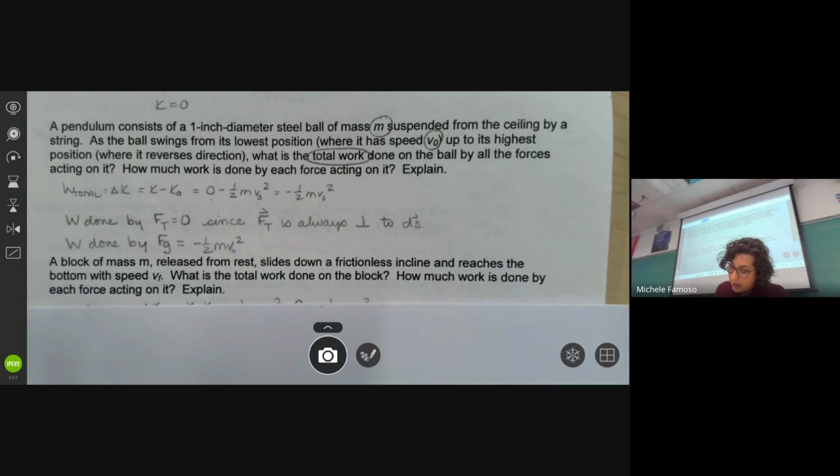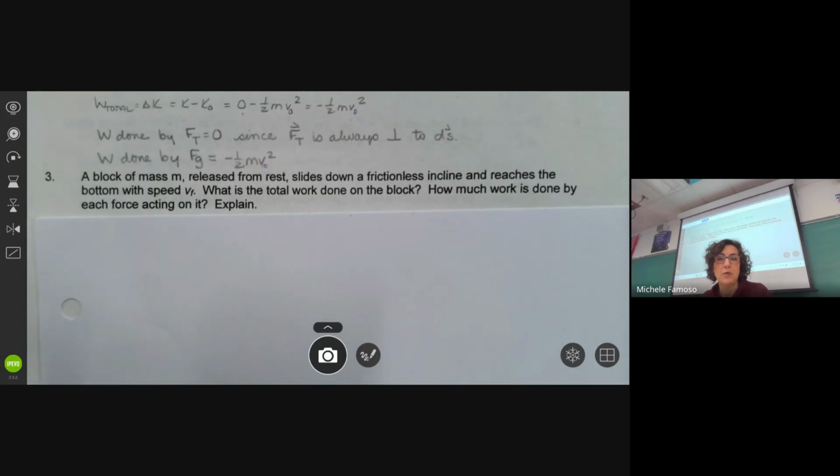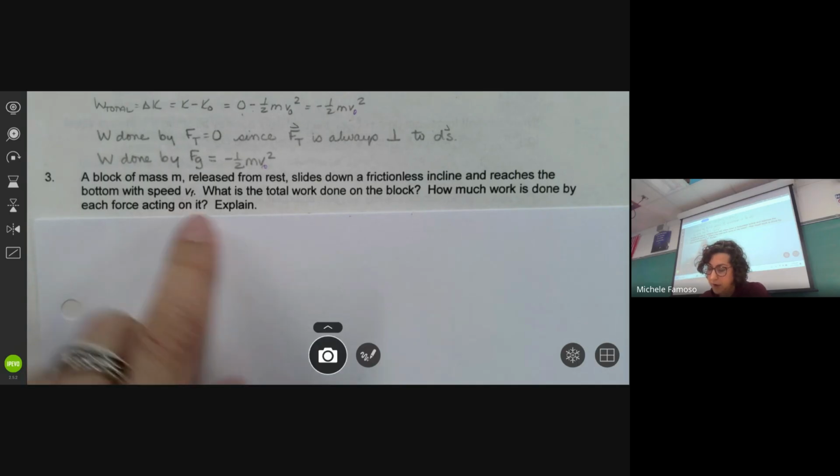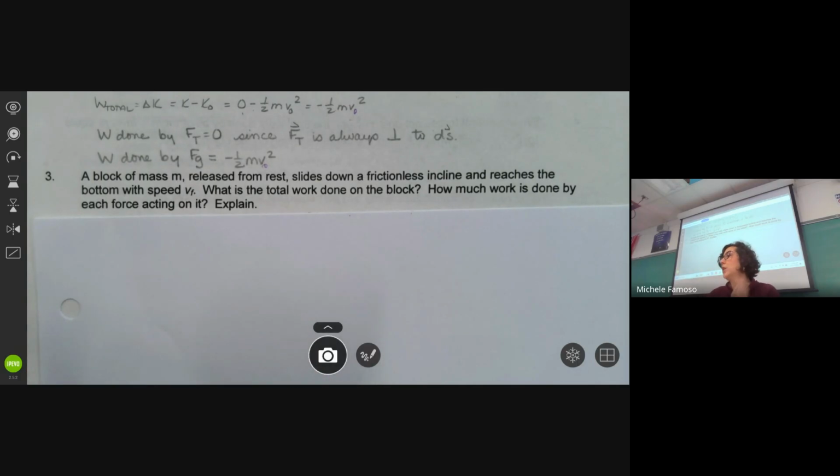All right, number 3. A block of mass M is released from rest, and it slides down a frictionless incline and reaches the bottom with a speed of Vf. What is the total work done on the block? How do you find total work? Jerry? Thank you. The change in kinetic energy.